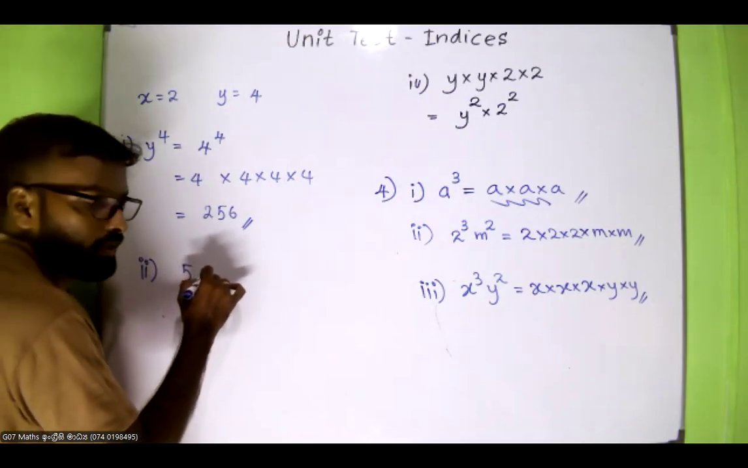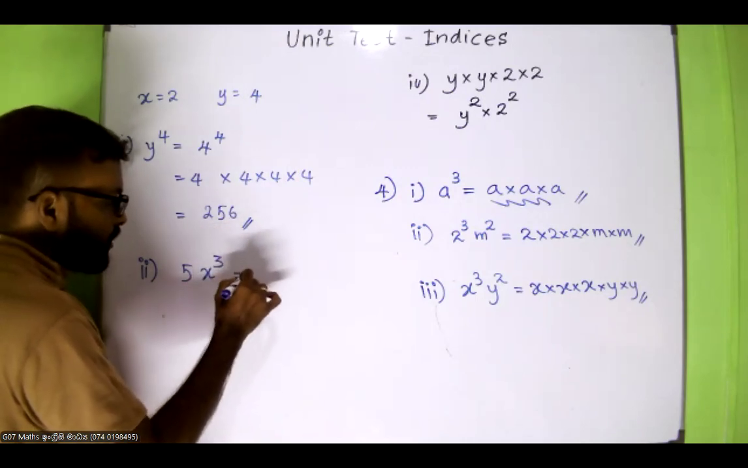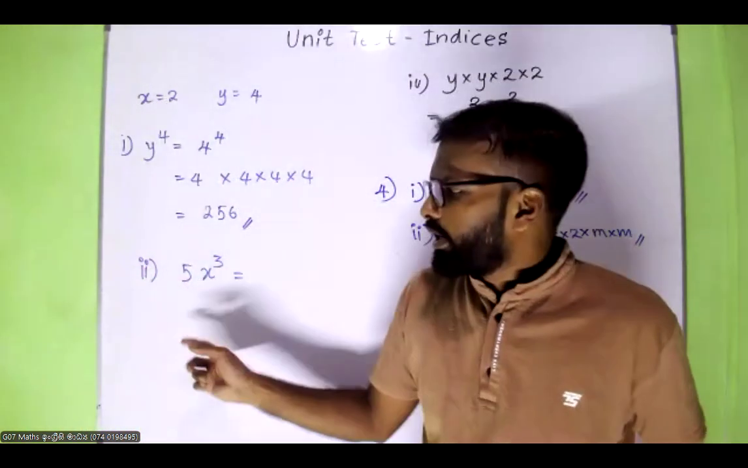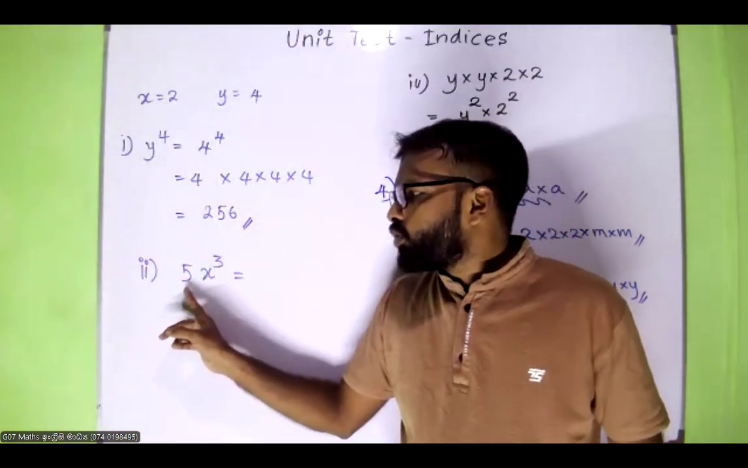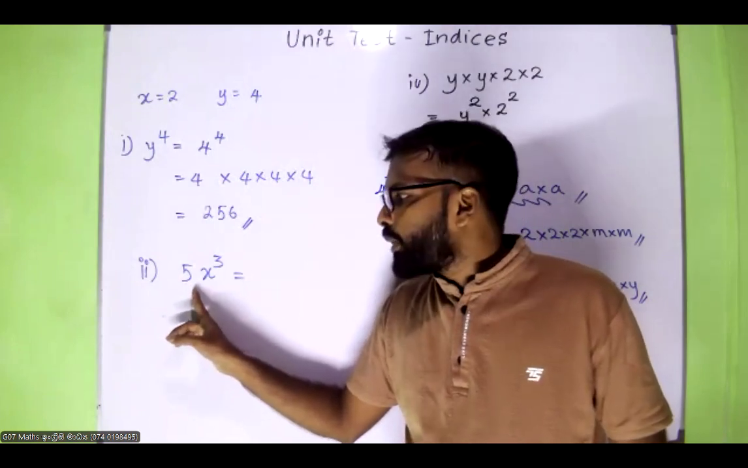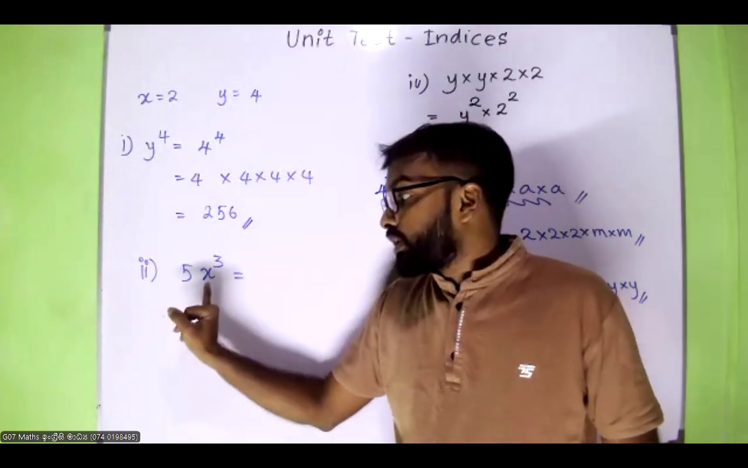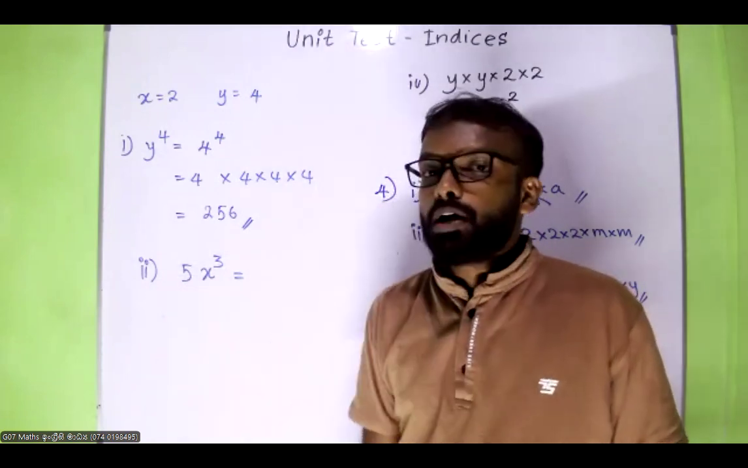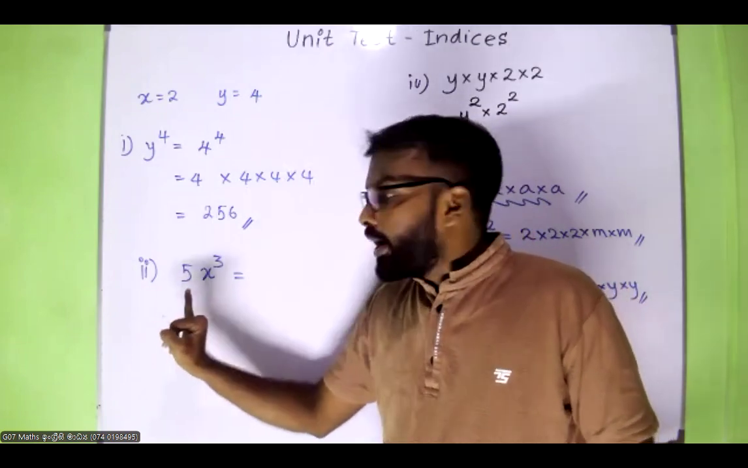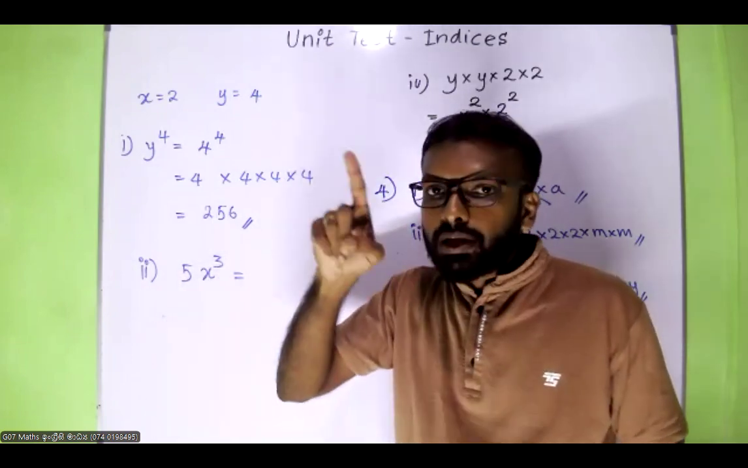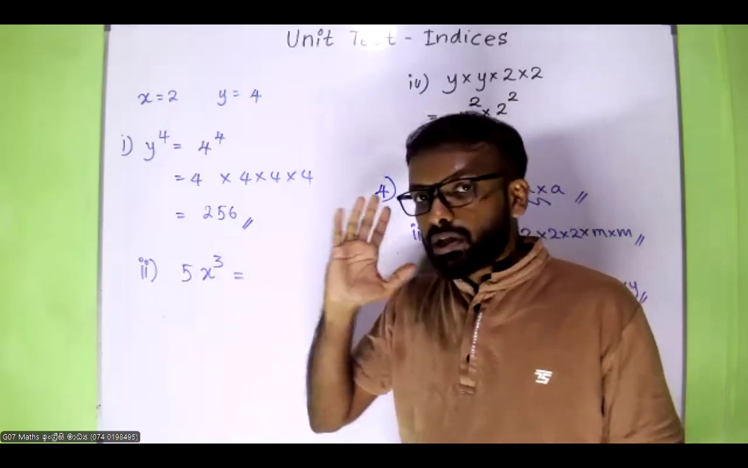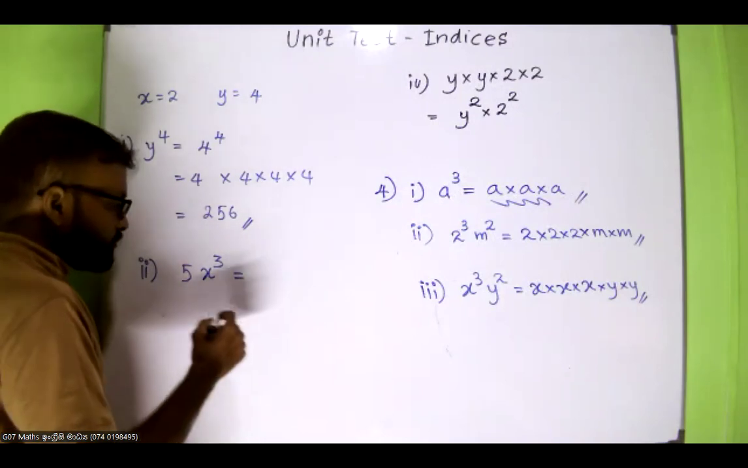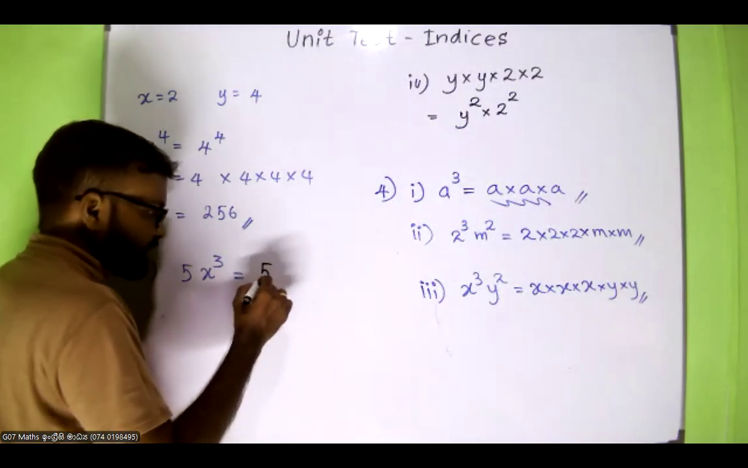5 times x to the power 3. What is this? How do we read this? 5 multiplied by x to the power 3. In between number 5 and x, you have a multiplication mark. So keep that in your mind. Now I am going to expand this. Not expand, but substitute.